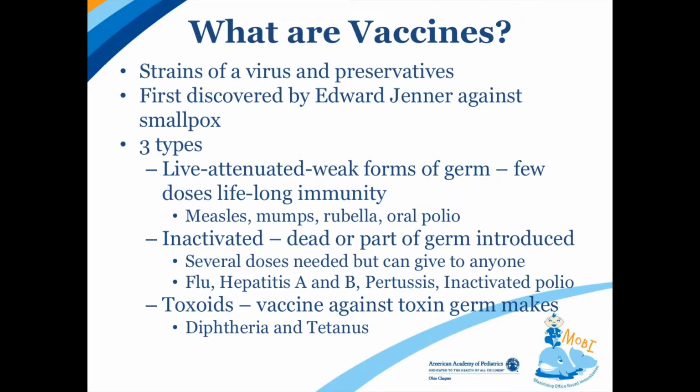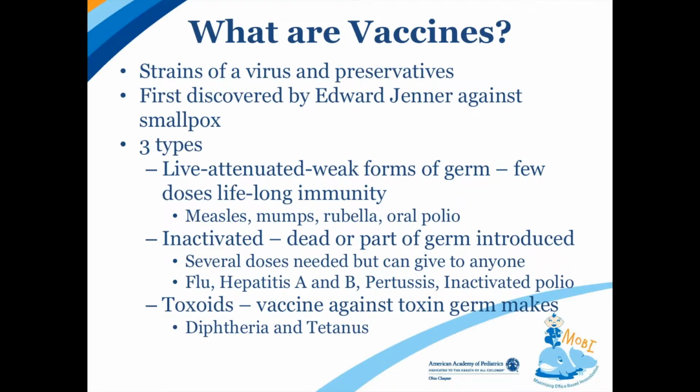There are actually three types of vaccines that we have today. We have live attenuated vaccines, and these are weak forms of the germ. Because they're weak forms of the germ, patients only need a few doses and they can actually have lifelong immunity. Immunizations that are live attenuated are like measles, mumps, rubella, and the oral polio.